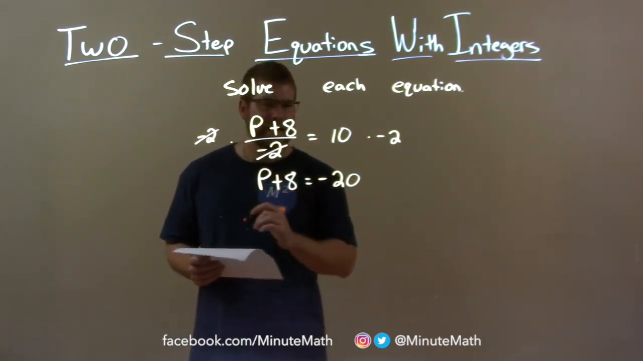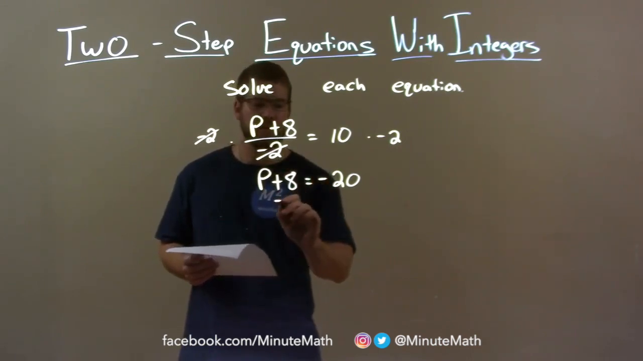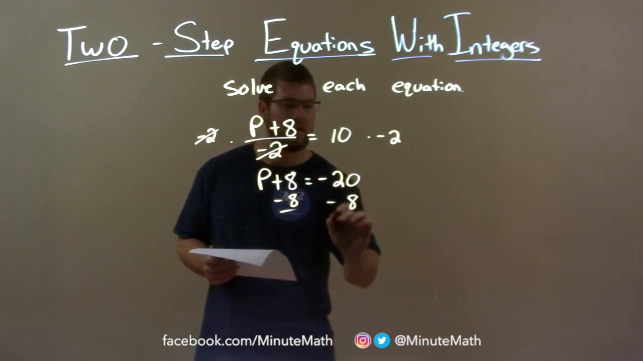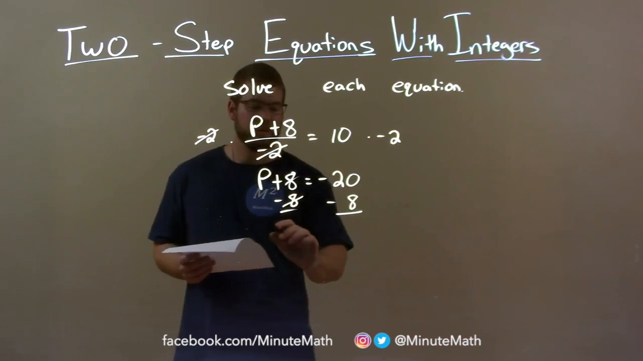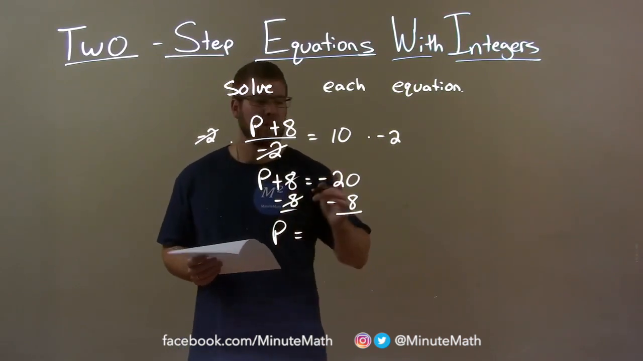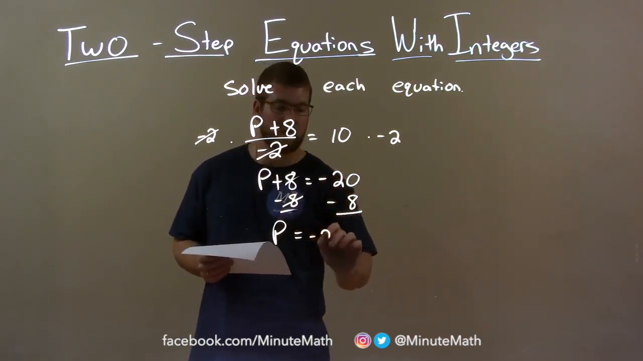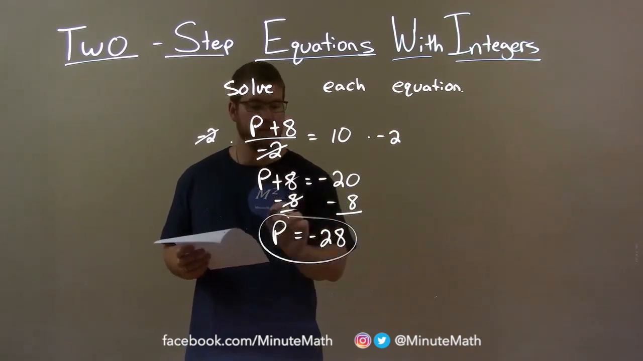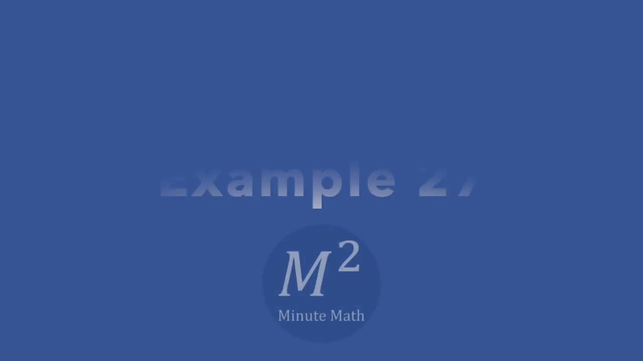We're adding an 8 here. Opposite of addition, subtraction. Subtract 8 from both sides. The 8's eliminate on the left, giving me p by itself on the left. Negative 20 minus 8 is a negative 28. And so my final answer is p equals negative 28.